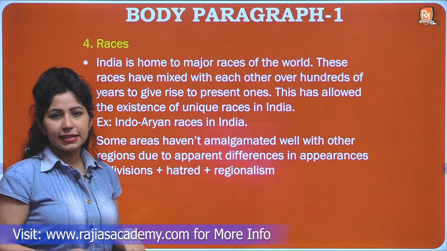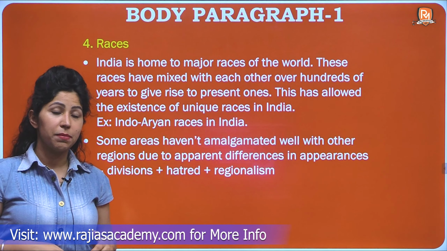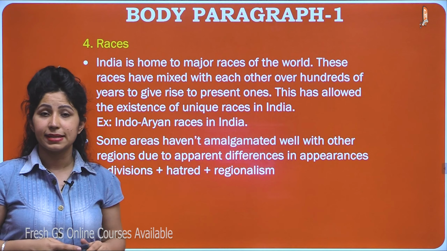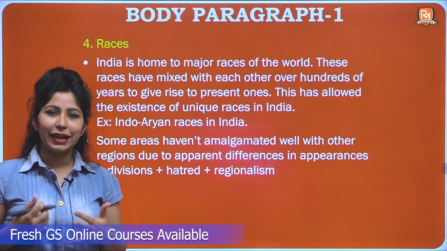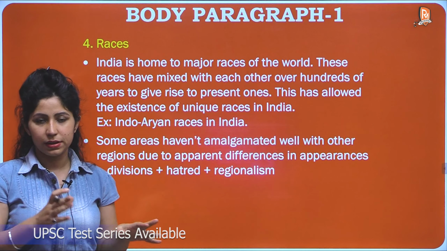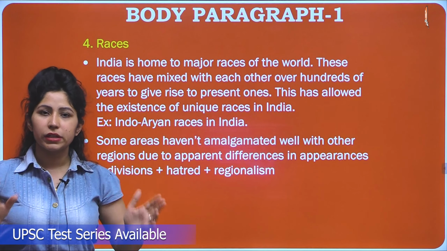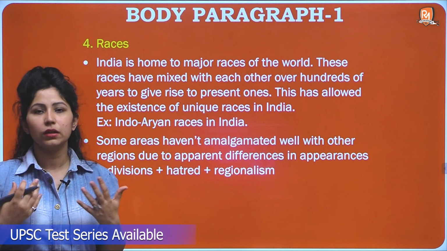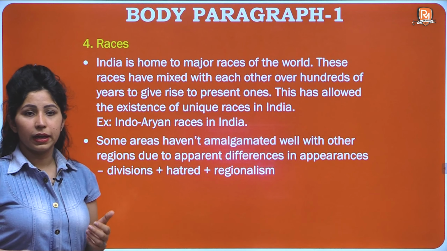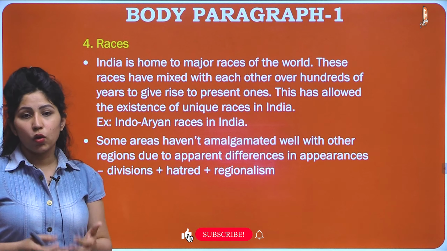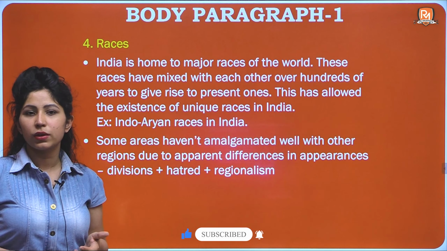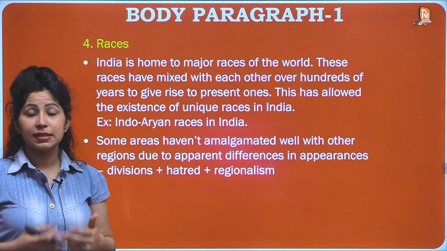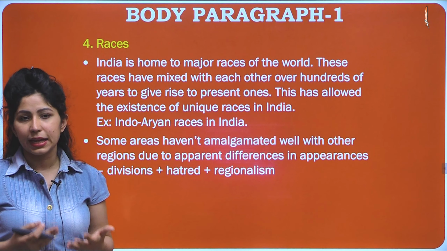The fourth one is races. Races can be a basis for discrimination or a basis for understanding that we are all diverse people from different races settled in a particular geographical boundary called the democracy of India. So India is home to major races of the world. These races have mixed with each other over hundreds of years to give rise to the present ones. This has allowed the existence of unique races in India.